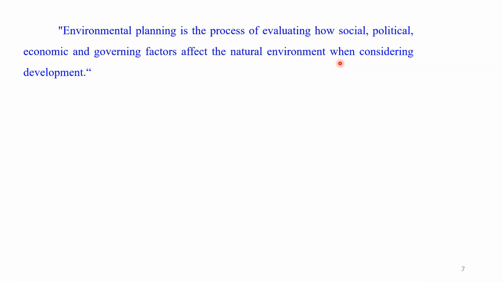What is the political impact on that environment? What is the economic impact on that environment? What are the governing factors that are included, that may be part of the administration division, or maybe the number of leaders that participate in that development process? What will be the impact of all these things on the natural environment, that should be expected in the environmental planning. And when you plan in such a way, your economic development should continue, and simultaneously there should not be any damage to the natural environment and the balance of the environment that is expected in this environmental planning.